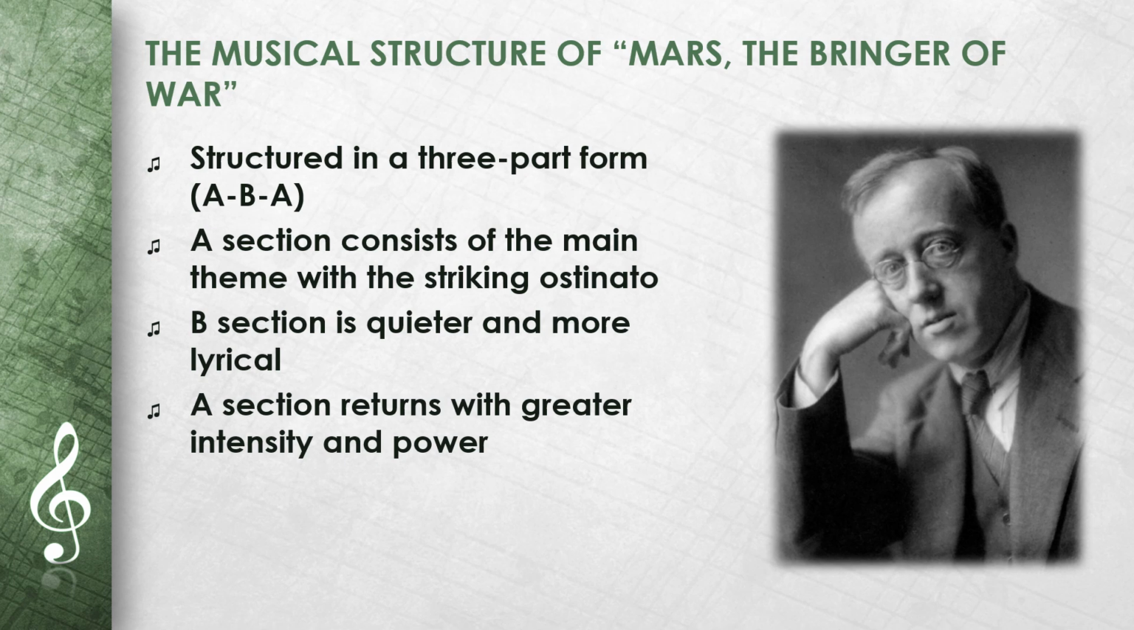Mars, the bringer of war, is structured in a 3-part form, ABA. The A section consists of the main theme, which is characterized by the striking ostinato. This theme is taken up and varied by different instrumental groups. The B section is quieter and more lyrical, with a new theme in the woodwinds. This section could be interpreted as a brief respite in the midst of the conflict. Finally, the A section returns, this time with even greater intensity and power, until the movement ends in a relentless climax.